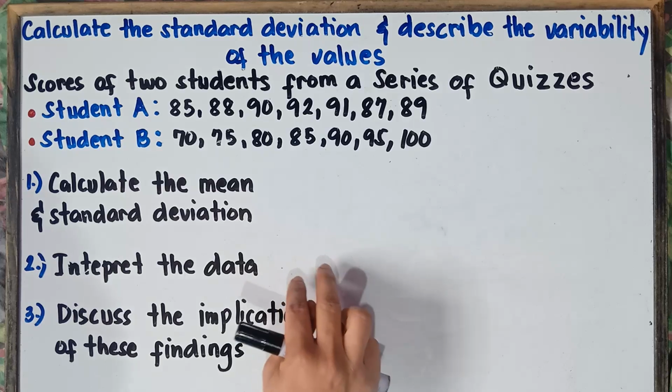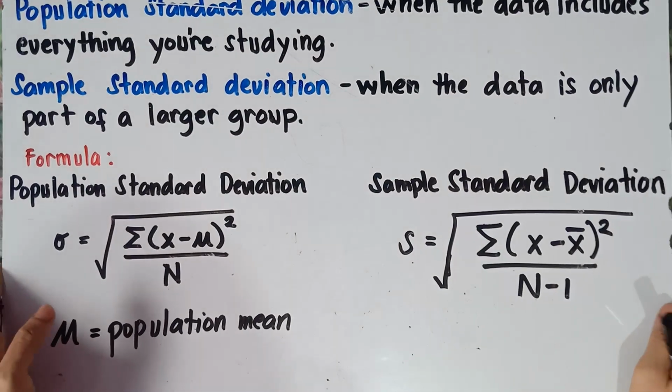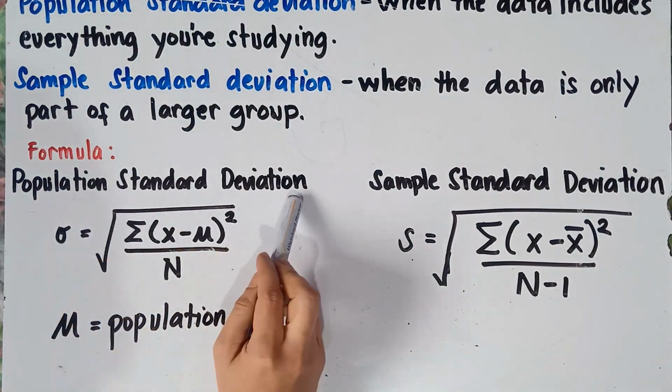And then we're going to interpret the data, because it will really take time, class, because we're going to interpret the data with our given example. So once again, class, let me just repeat it back. This will be the formula for population standard deviation.